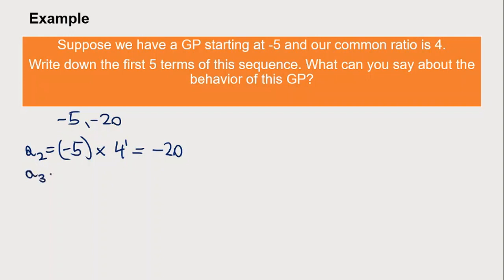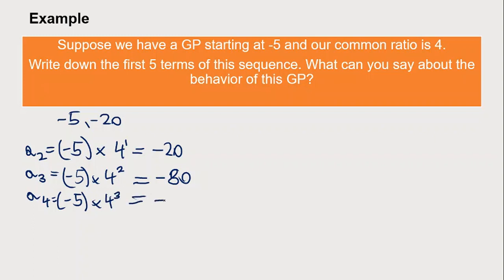Then A3 is the first term multiplied with the ratio to the power of one less than the position, so 3 minus 1, to the power of 2. So 4 to the power of 2, 16, times -5, that's -80. A4, that's negative 5, the first term, multiplied with 4 to the power of 4 minus 1, so that's the power of 3, and that's minus 320.